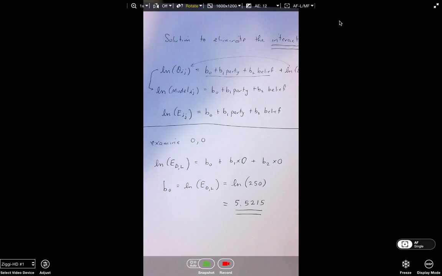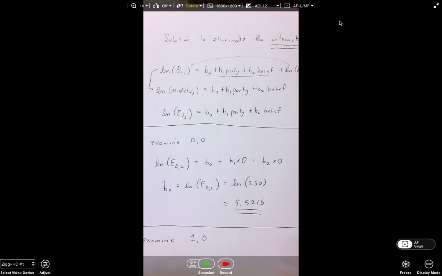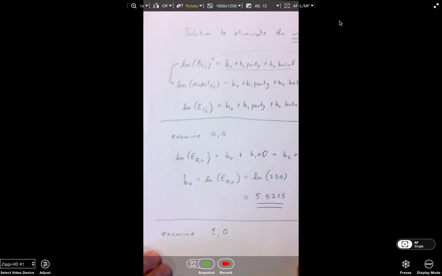What I'd like to do now is examine (1, 0). And I'll tell you what, let's see. Let me start a new sheet of paper.